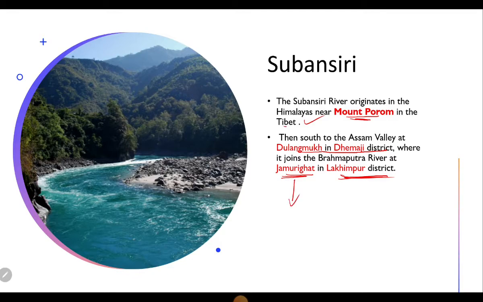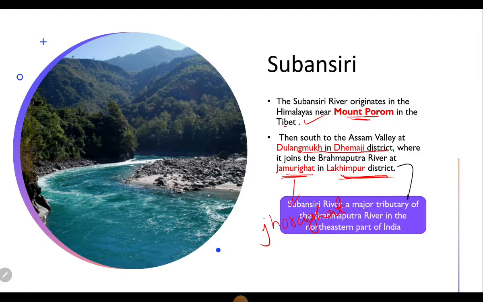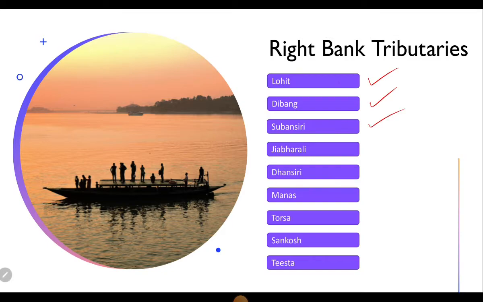And Jamuri Ghat is also known as Jhora Ghat. So this was Subhansiri, a major tributary of the Brahmaputra River in the northeastern part of India. We have completed Subhansiri. Now let's go to the Jia.